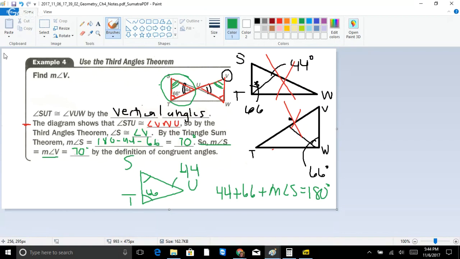So that was a lot of fun. That was kind of the trickiest example. If you go and see your homework, you're going to be looking at congruent angles and trying to figure out which ones match up to each other.